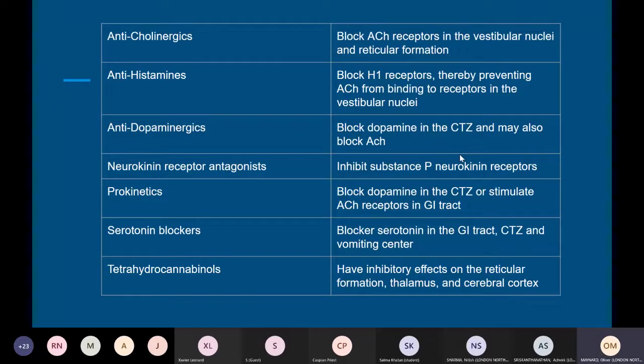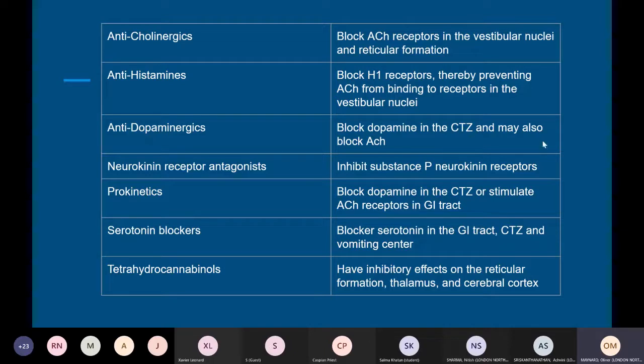So these are the main classifications of antiemetics. As you can see, most of them target a specific neurotransmitter. So anticholinergics, like hyoscine, affect the ACh receptors in the vestibular nuclei. Antihistamines, that's cyclizine, affect H1 receptors, which thereby affect, again, acetylcholine receptors in the vestibular nuclei.